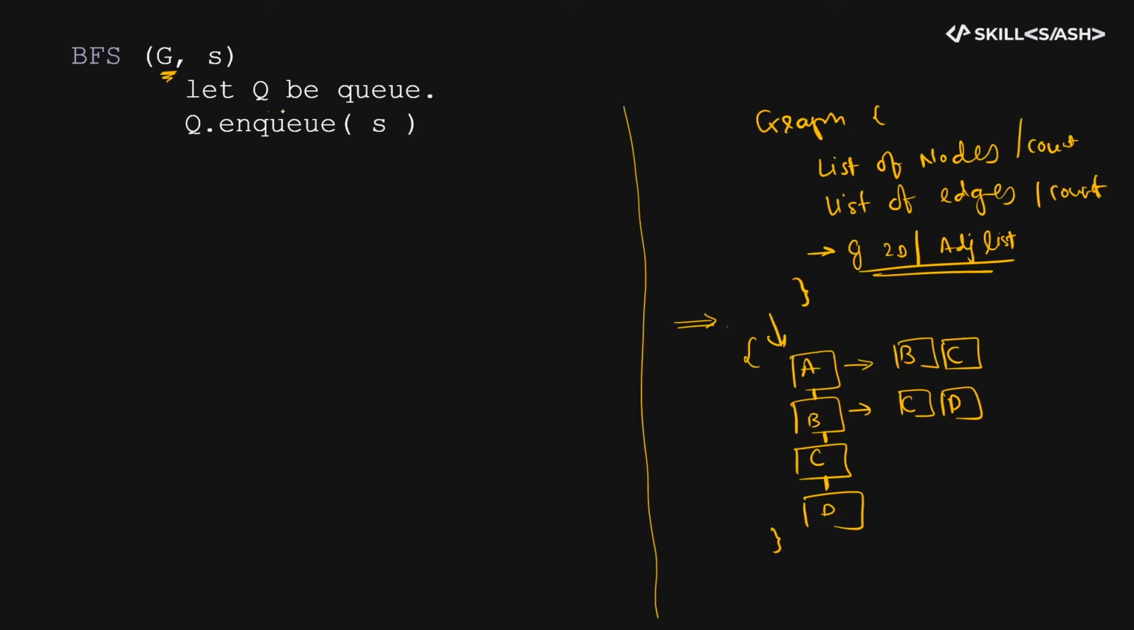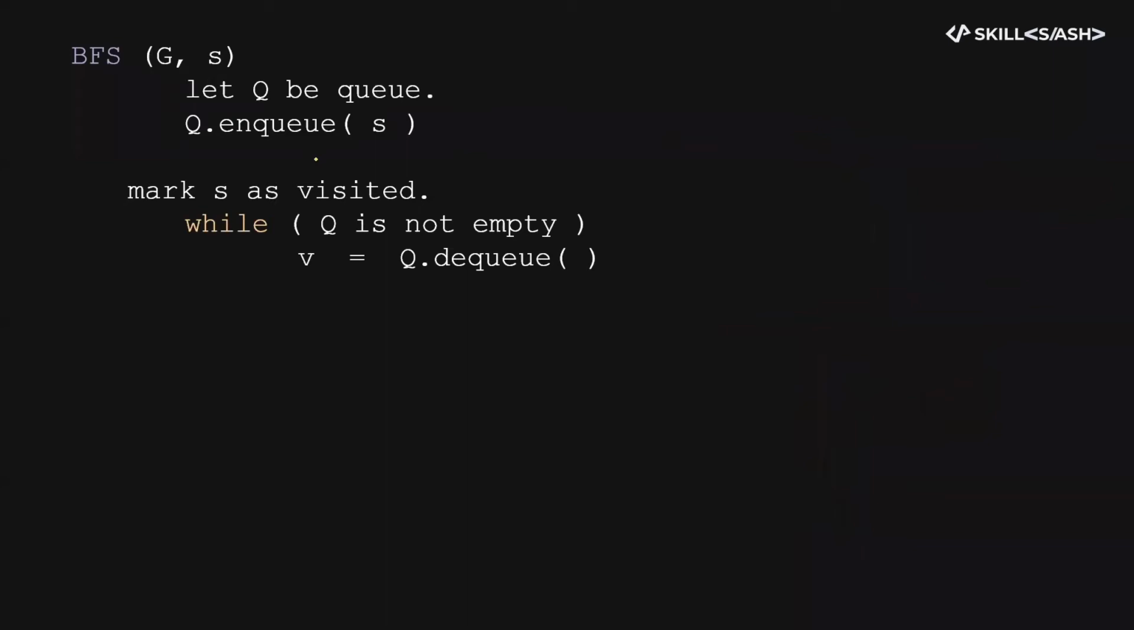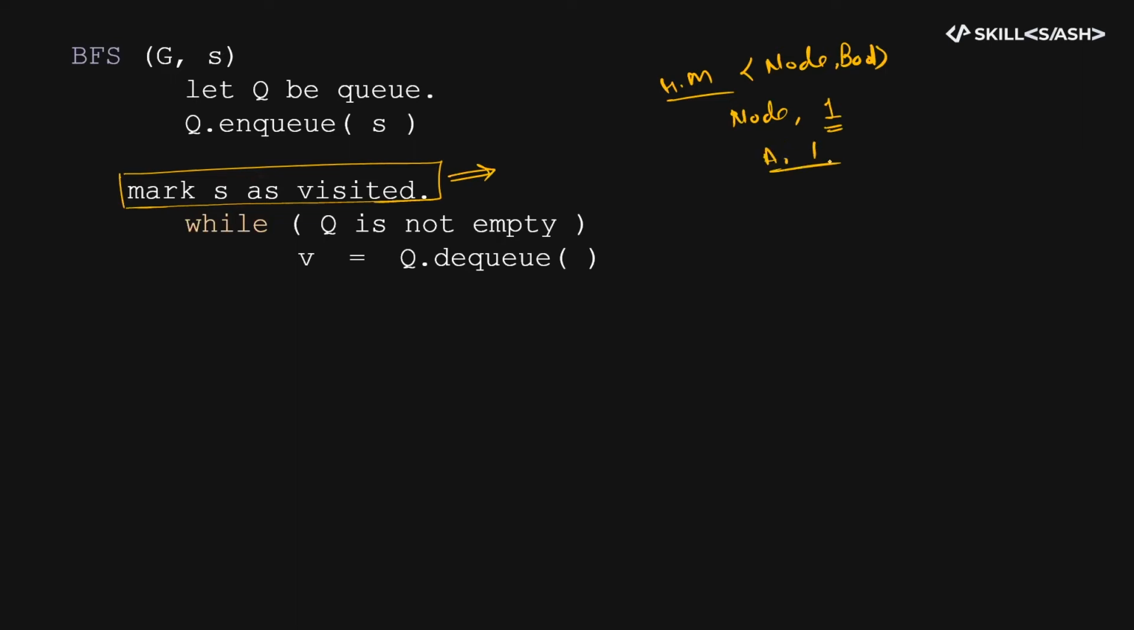So let Q be the queue and we are enqueuing the starting node, just typical BFS. And you mark this node as visited. As I said, you have to keep some mechanism with which you are marking that node as visited. Either you can use a hash map of type node to boolean, node to visited, or something like that you can keep. So if a node is visited, you keep one, something like that, right? Some mechanism you are using for visited or not.